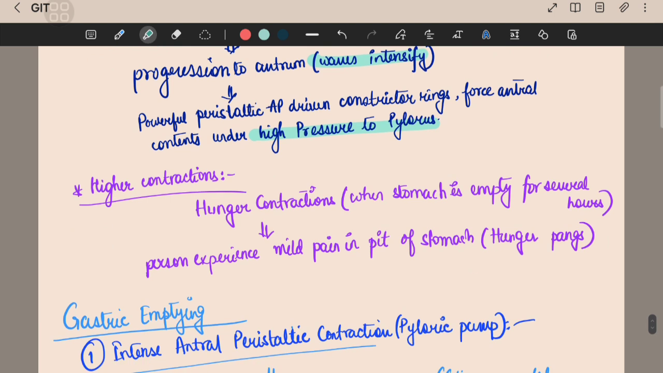Now there are higher contractions, the hunger contractions, when the stomach is already empty for several hours. Sometimes you feel mild pain. Okay, that is called the hunger pangs. Your stomach is empty, so you need food. At that point of time hunger pangs actually happen.